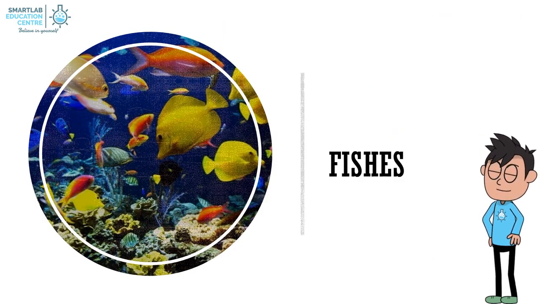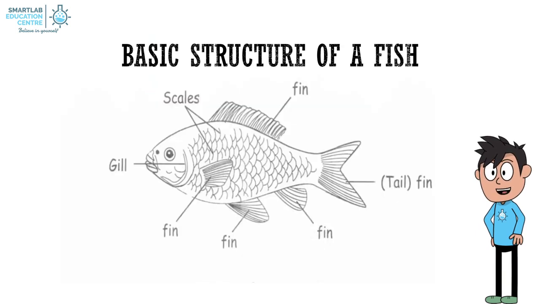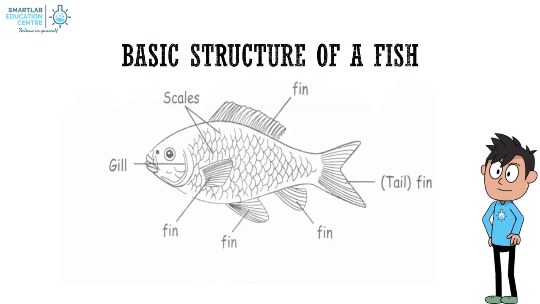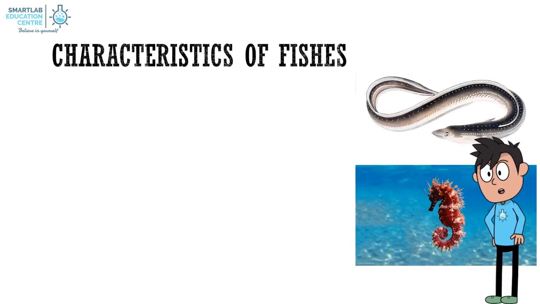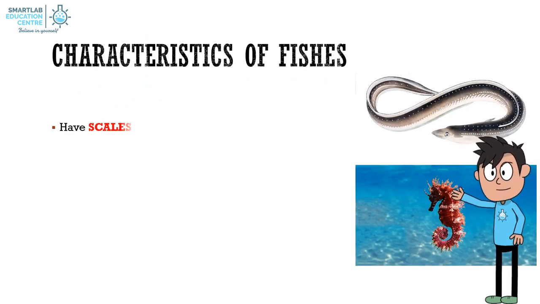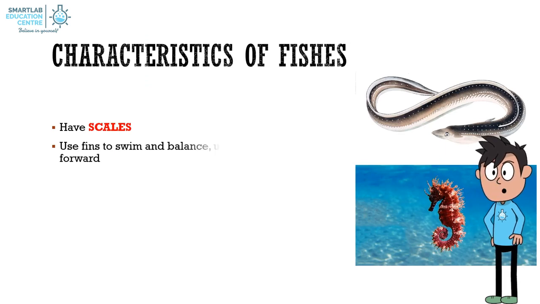Fishes. This is the basic structure of a fish. It has gills, scales, and fins. Here are some characteristics of fishes. They have scales. Use their fins to swim and balance. Use their tail to propel forward.